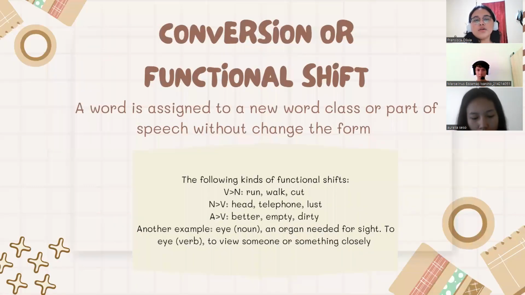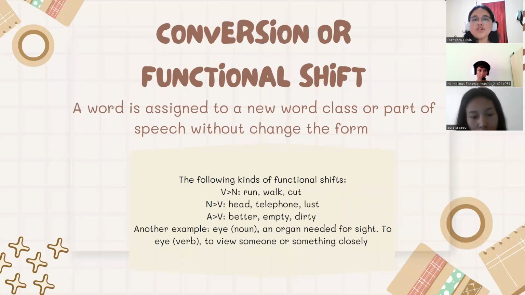Okay, so next is conversion or functional shift. This is when a word is assigned to a new word class or part of speech without change to form. The following are kinds of functional shift: verbs become nouns, like run, walk, or cut. Then noun to verb, such as head, telephone, or last. And then adjective becomes verb, like better, empty, and dirty. Another example: eye, that is a noun, an organ needed for sight. This is different from to eye, that is a verb, meaning to watch someone or something closely. Okay, next.